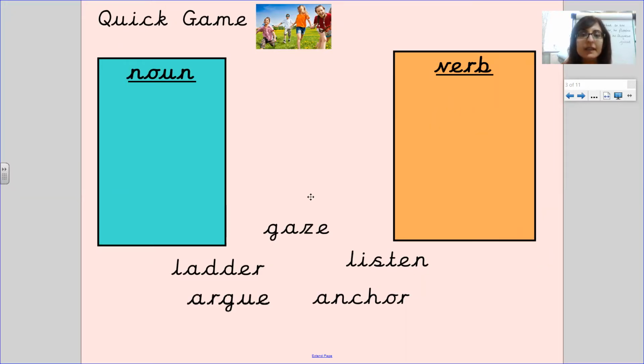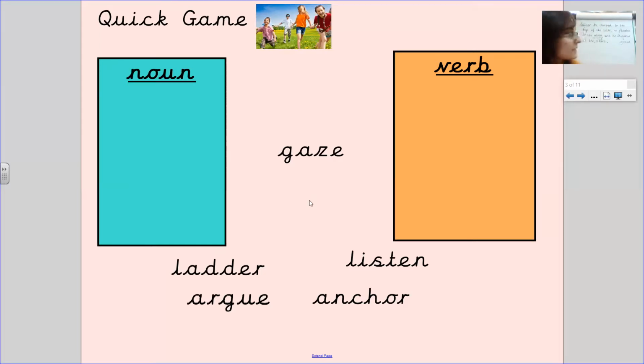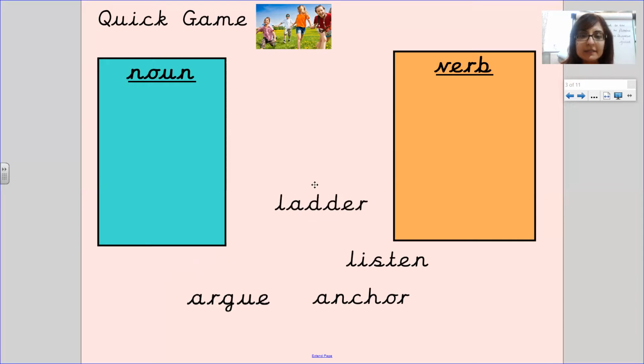Well done. Gaze. Now I used this word yesterday in my writing. Who was it, Dan? He was looking, and we change it to gaze at the stars. That's right, it's a verb. A ladder. Would you like to jump? Are we going to jump to the noun side or the verb side? That's right, it's a noun. It's something you can climb, you can touch, you can see it.